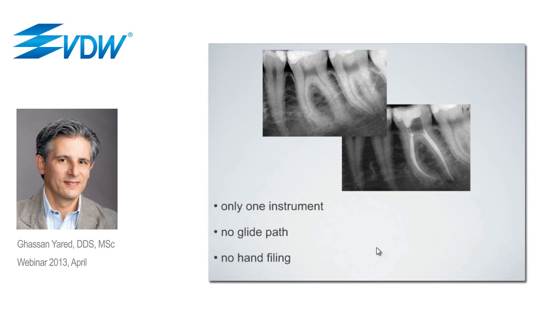You probably are aware that vertical root fracture is now a major concern, and we are aware that an over-preparation of the canal, mainly in the coronal third, is responsible for many vertical root fractures. So this is a case where hand files were not used actively, no hand filing was done, and a glide path was not created. Only one instrument was used for the canal preparation.